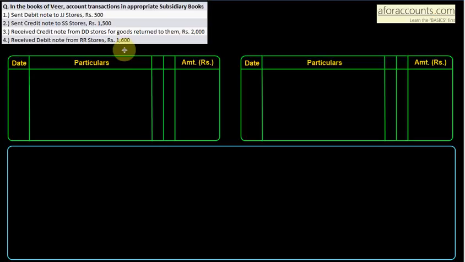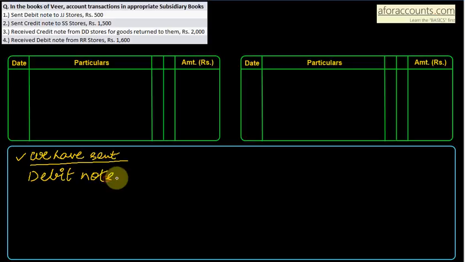So before reading the question, I want to give you a small tip. What is important is you grasp what we have sent to others. What we have sent is important, okay? Listen carefully, if I have sent a debit note to others, then if I am sending a debit note, it is your purchase return.